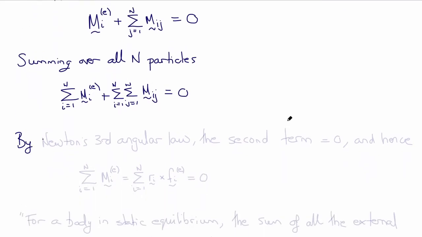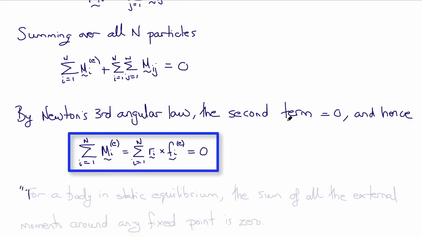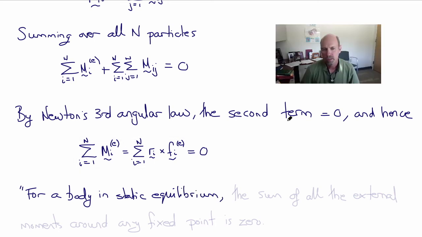Now, in the same way as we did for the linear laws, from Newton's third angular law, the second term is zero because for every Mij, there's an Mji, which is equal and opposite, and the diagonals, Mii, are zero by definition. And hence, for a body in equilibrium, we get that the sum of all the external moments, which would be the sum from i equals 1 to n of ri times Fi external, so that's the moments generated by all the external forces, is zero. Hence, we can state for a body in static equilibrium, the sum of all the external moments around any fixed point is zero.